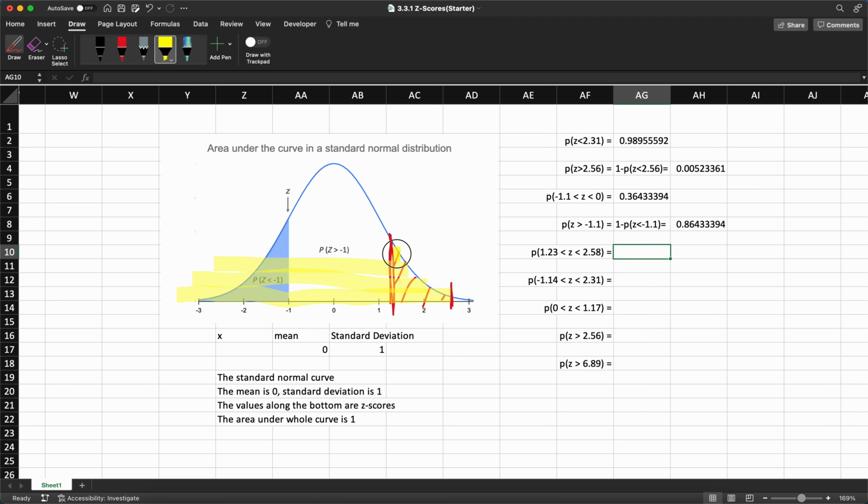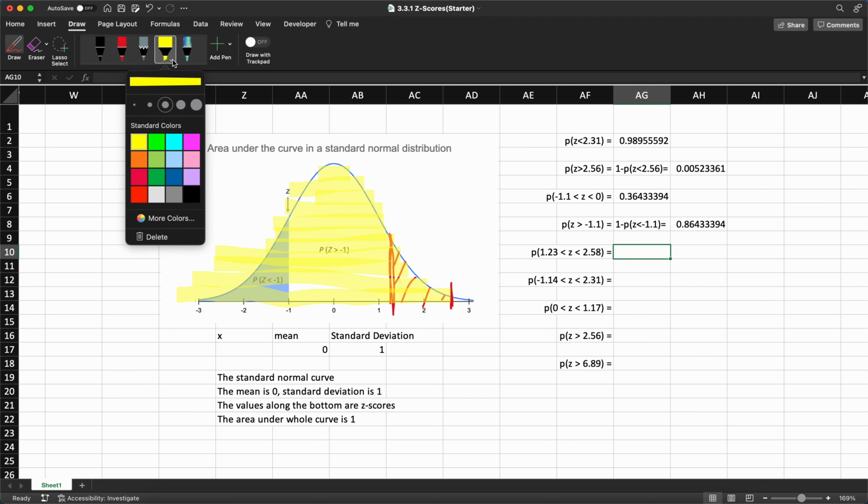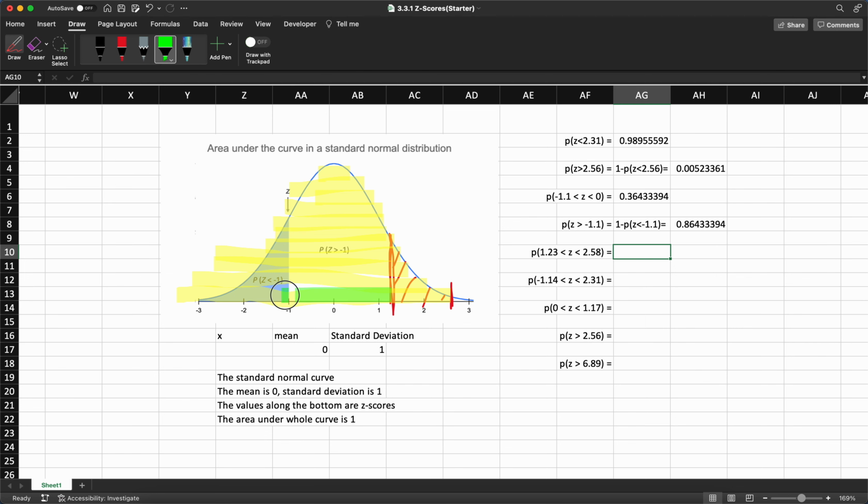below 2.58, and then we're going to subtract from that this area right here. I think you get the idea. All right. So we're taking all of the yellow and subtracting the green, and we'll be left with just this area right here.